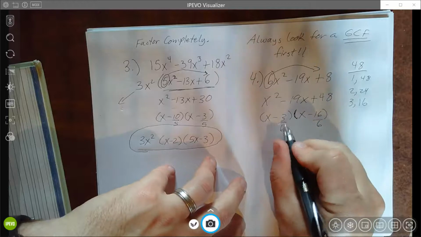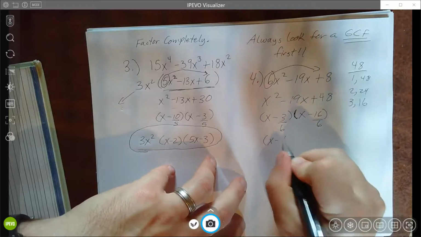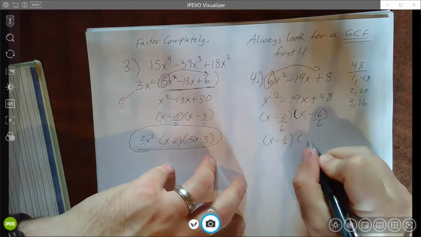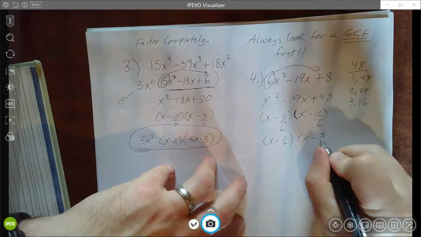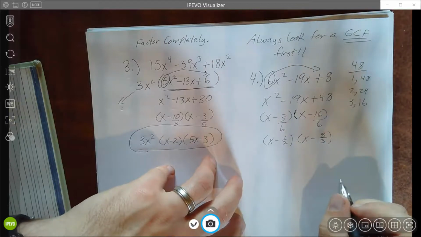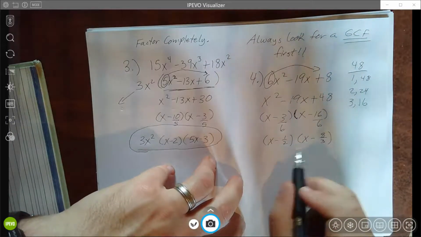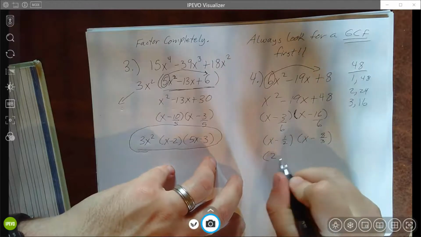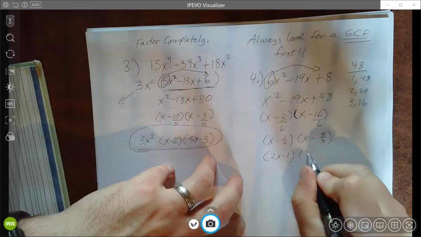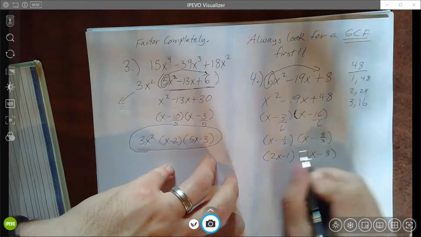Then remember to now slide that 6 back up under there and reduce. Like this one reduces to x minus 1/2. This one reduces, x minus 16 over 6. They both divide by 2. That's 8/3. So now they've reduced, but after reducing, they still have numbers on the bottom. So now I got to slip both of these numbers in front of their x's. So that's going to be 2x minus 1 and 3x minus 8. And that's the answer.